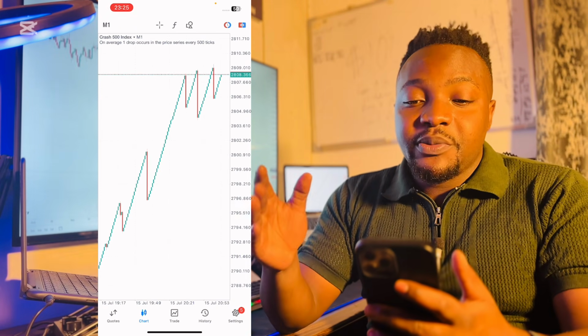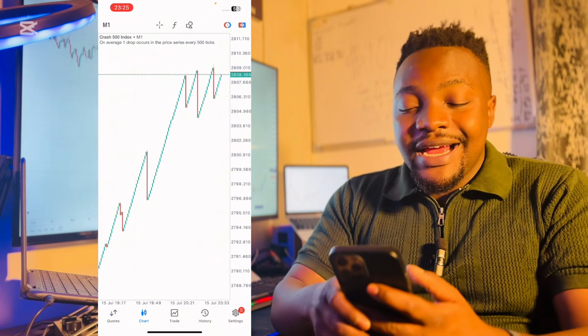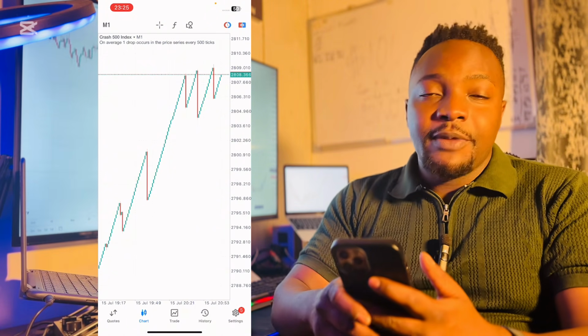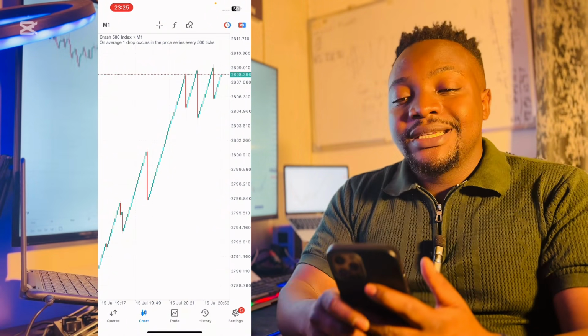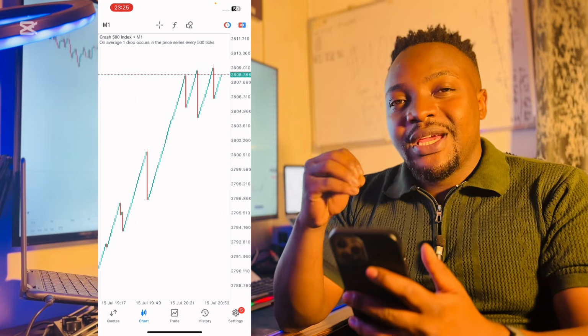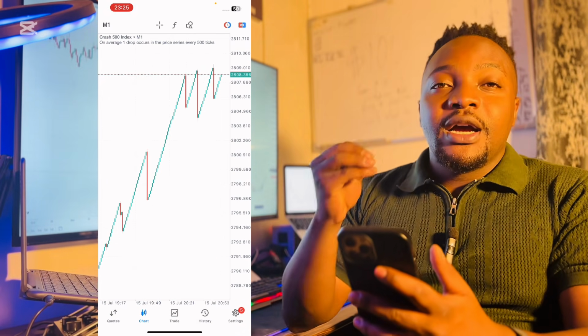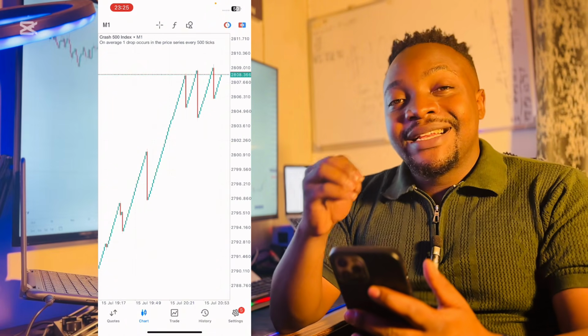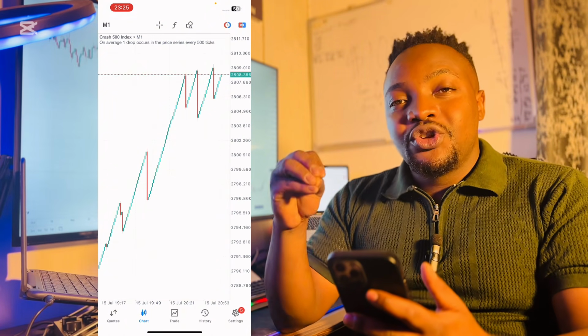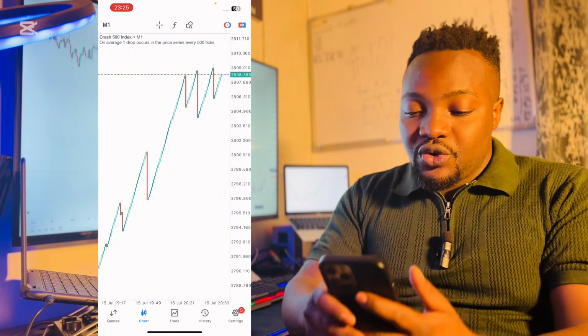Remember, we want to catch some spikes, which means that we want to get in and out of the market very quickly. But the good part about this strategy is you are actually going to be able to catch multiple spikes. I'm going to show you a trick that's going to help you know exactly how long to hold until the spikes come. So let's get into it.